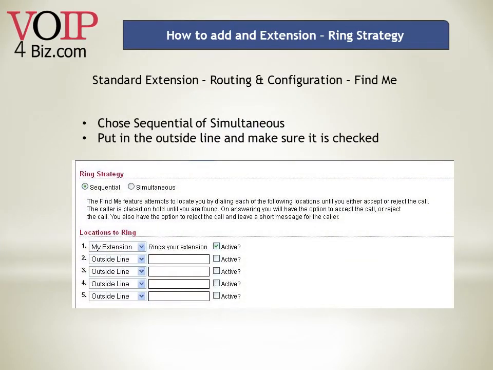Under the Find Me tab, you'll find a ring strategy. We have 2 different options here. One, we have sequential or simultaneously. And then we have our location to ring. As you see, we could have up to 5 different options. But most people just use one, and that's usually your cell number. So how we would do that is click on outside line, put in the phone number, and then check active. It's that simple to set up a Find Me, Follow Me.